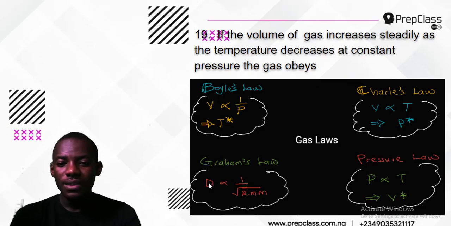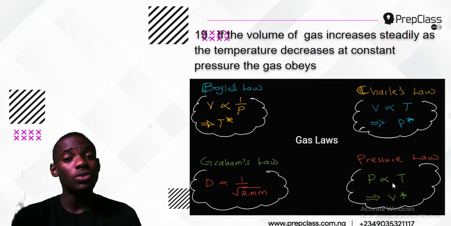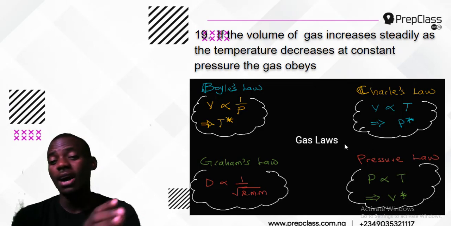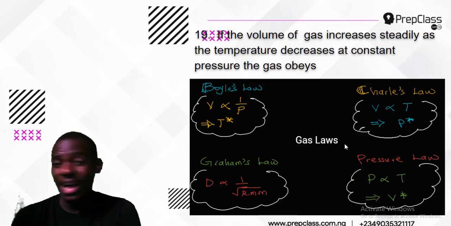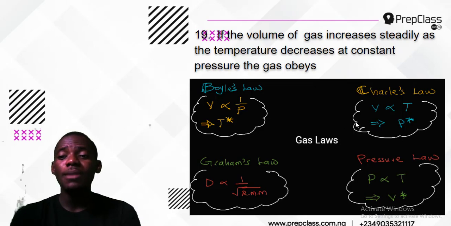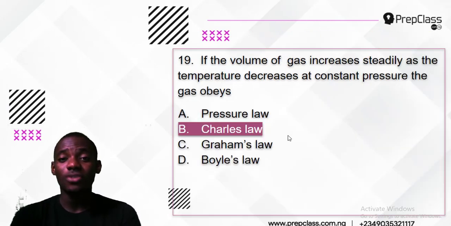Graham's law says that diffusion is inversely proportional to the root of the relative molecular mass of the substance. Pressure law says that pressure is directly proportional to temperature at constant volume. So you can put it down. This picture will remind you of all the major gas laws without stress, without having to write a long note. So the answer is simply Charles' law.